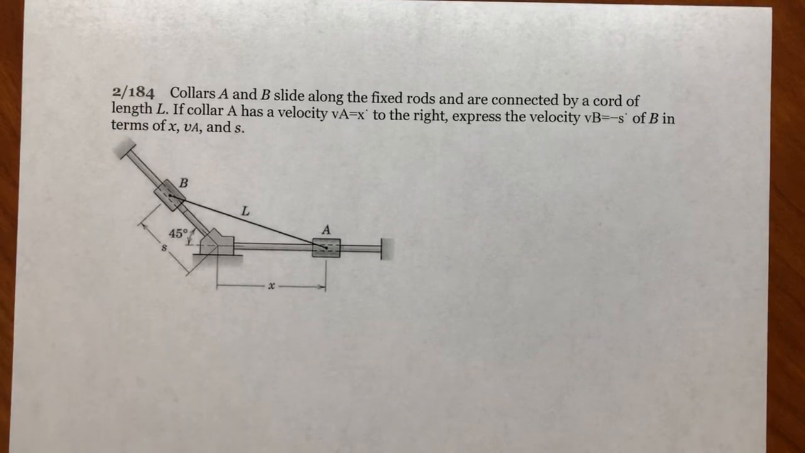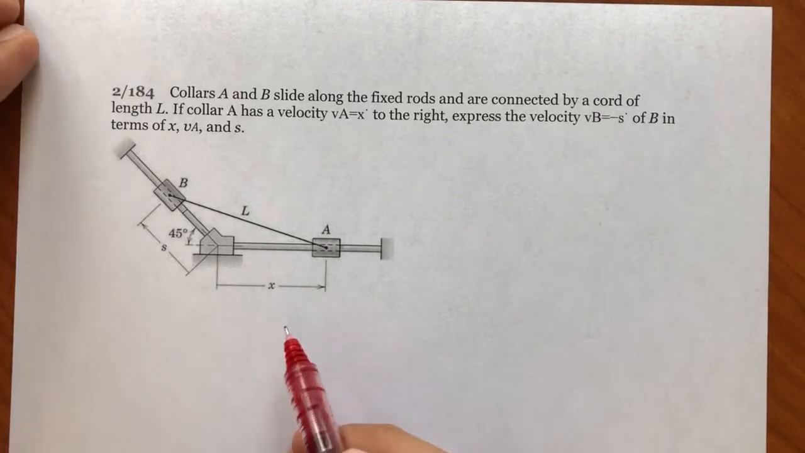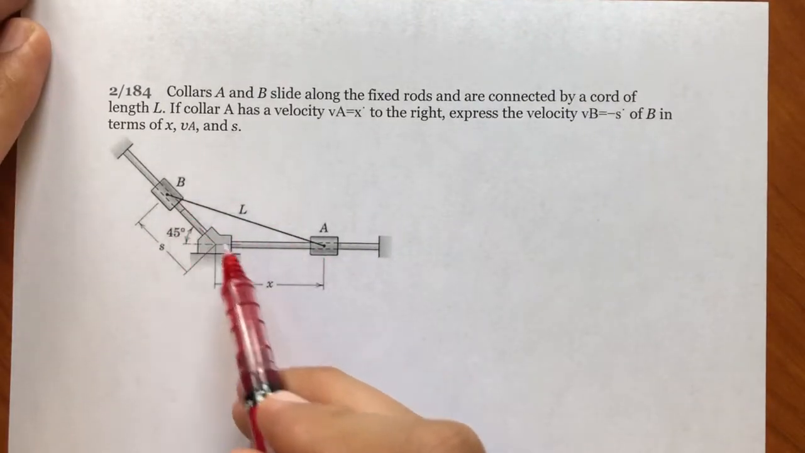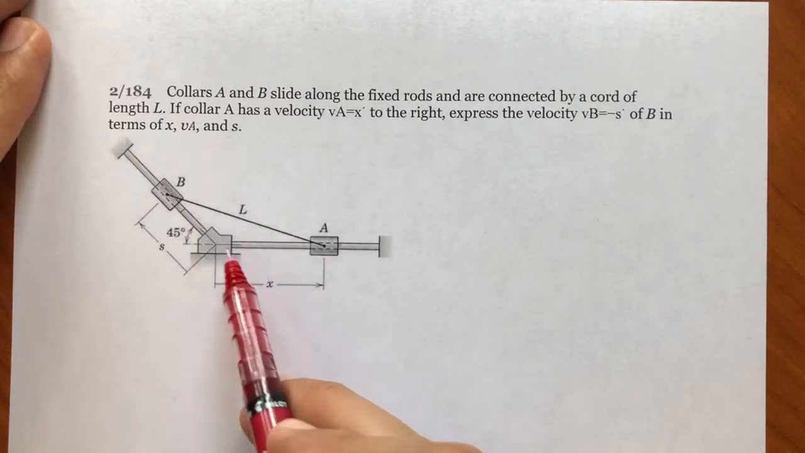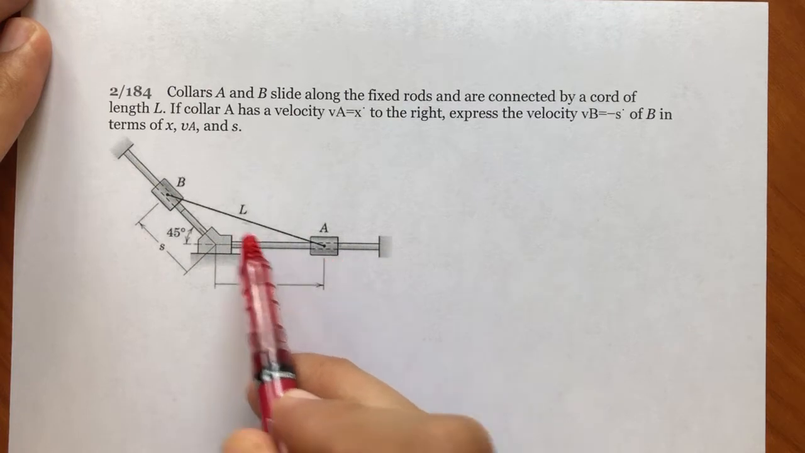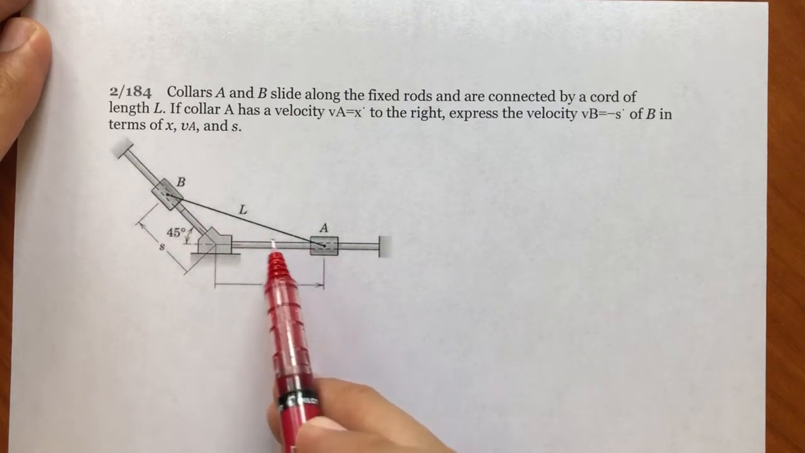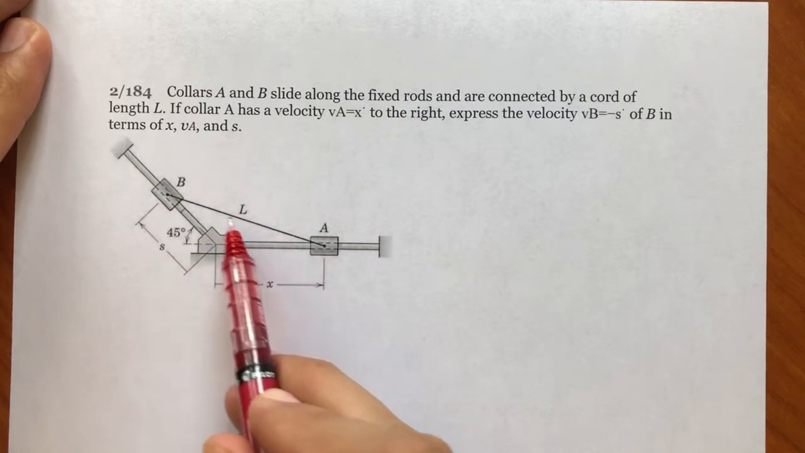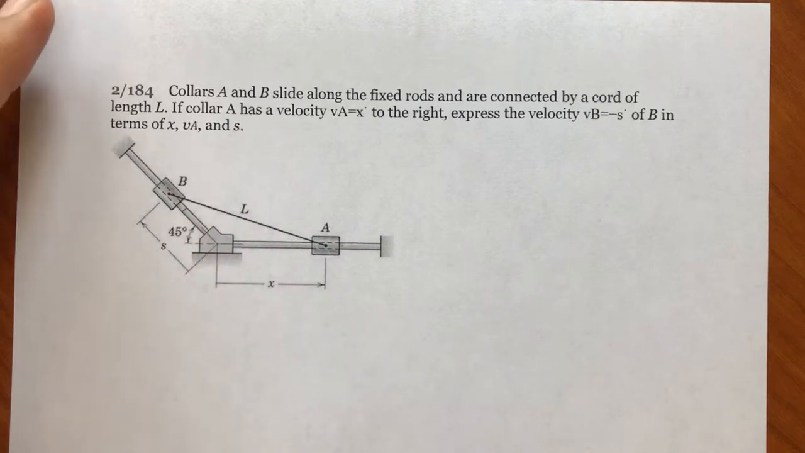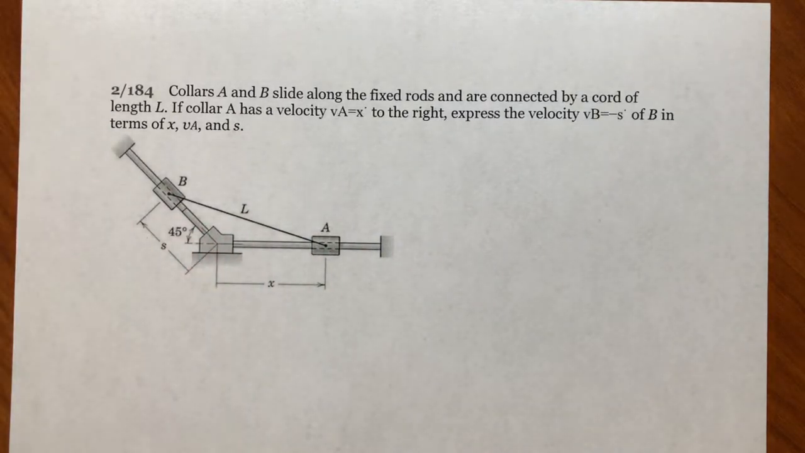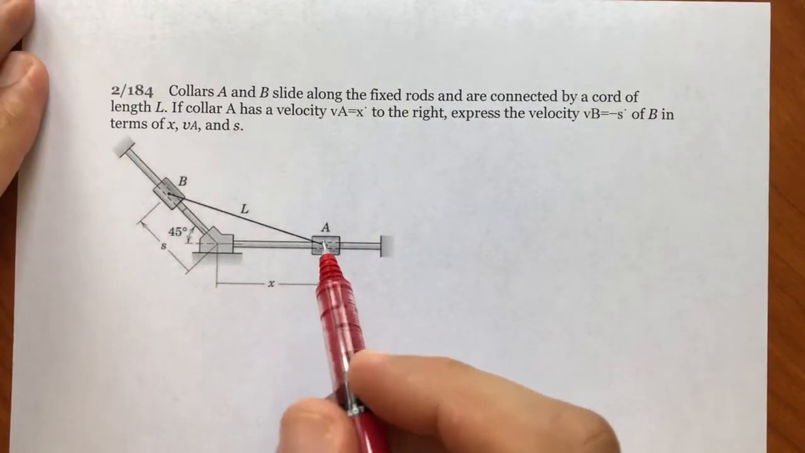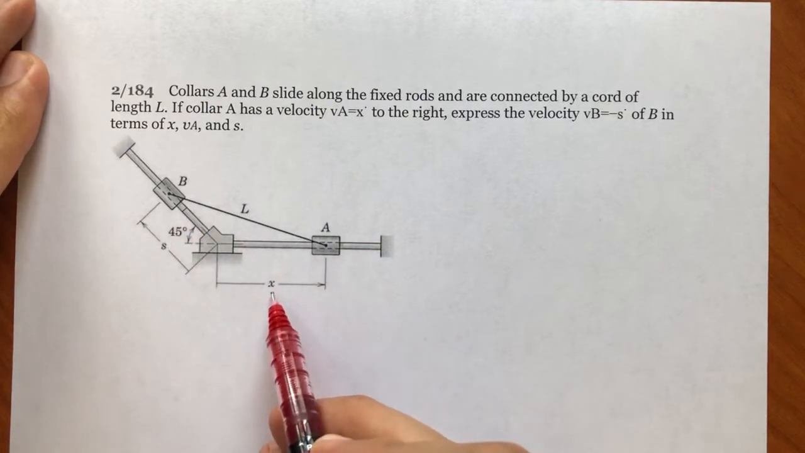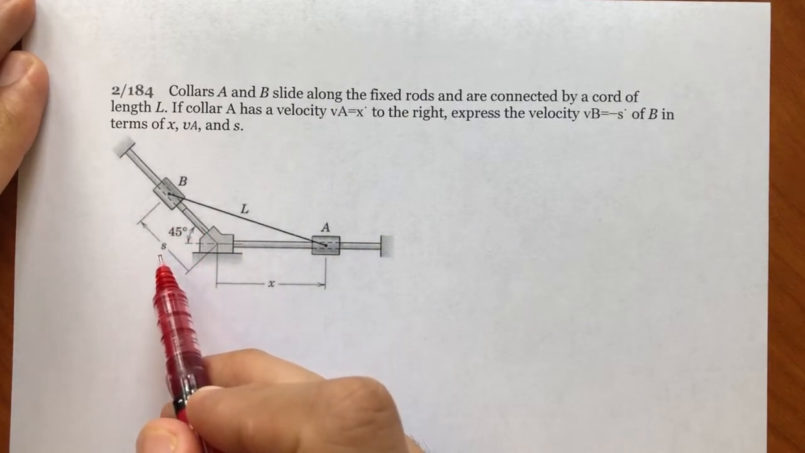Another example for constraint motion. In this problem, we have two masses A and B. They are sliding on these two rods, and they are connected together with this cord with the constant length of L, which is straight, and it's going to remain straight all the time. And we are showing the location of these two particles with X and S.